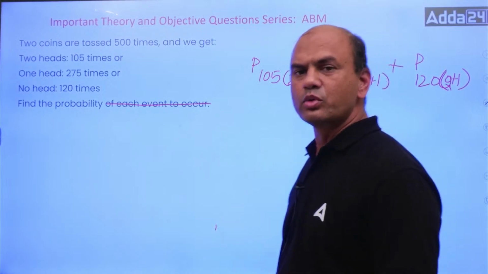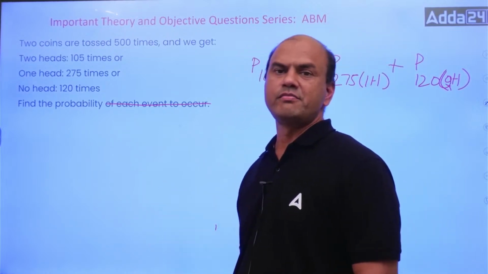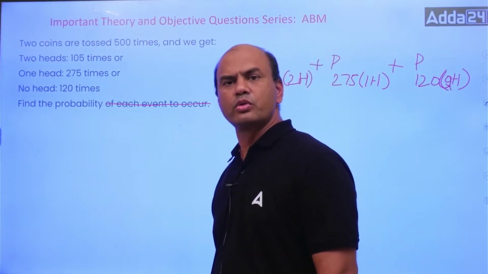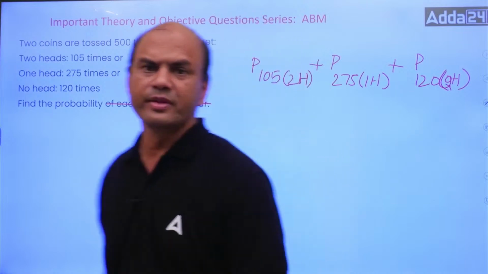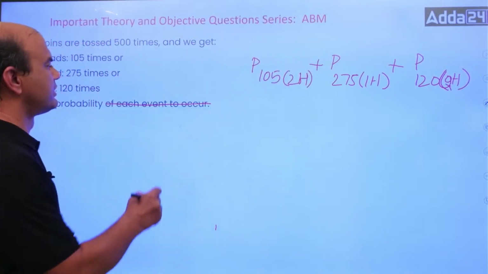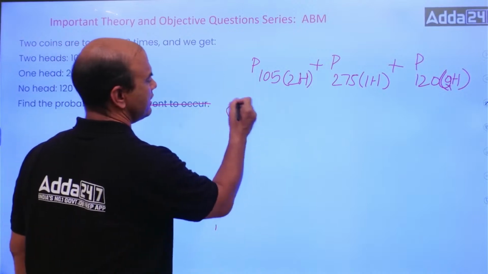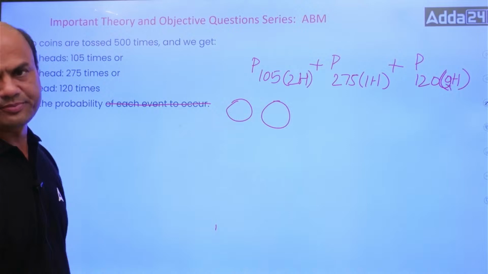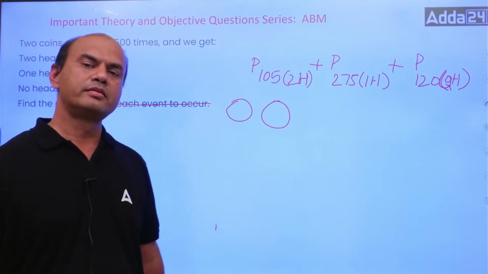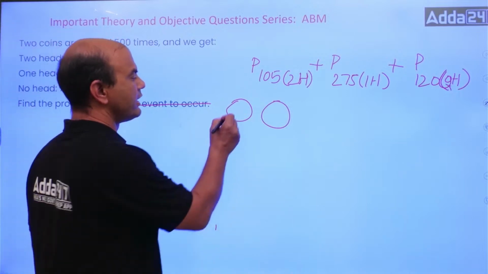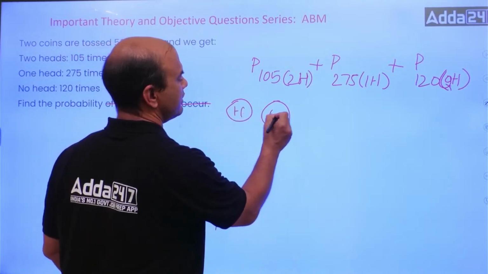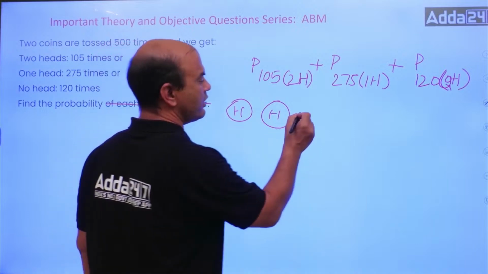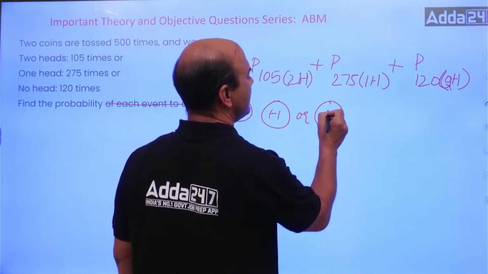See here, if I throw two coins, let's say only once. Let's say this is coin 1, this is coin 2. I'll throw two coins only once. What can I get? I can get either head, right? Or second, what can I get? Or I can get tail.